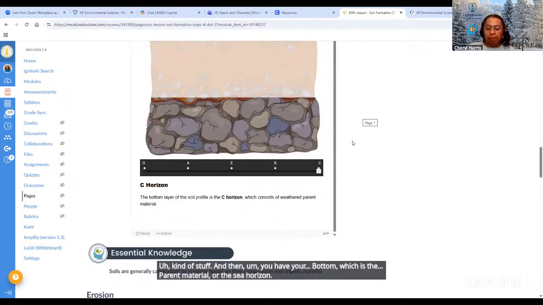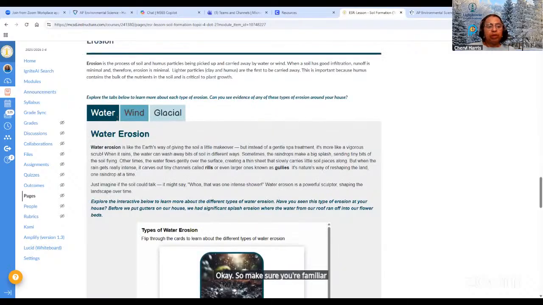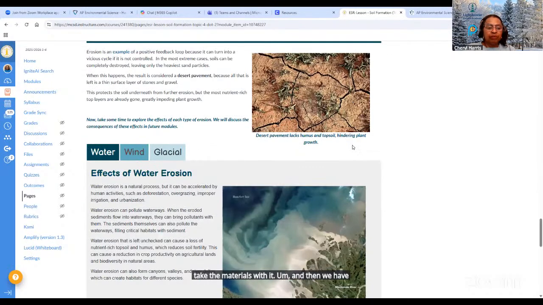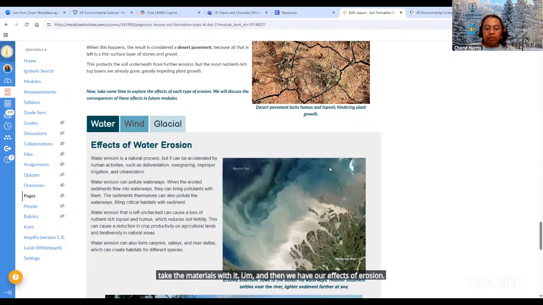Okay. So make sure you're familiar with that. The way that things get eroded, water can wash topsoil away, wind can blow it away, a glacier can slide over the surface and take the materials with it. And then we have our effects of erosion. Basically, it breaks up rocks. But remember that erosion is not how the rock is formed. Erosion is something that happens to the rock, or the land, after it's already been formed.